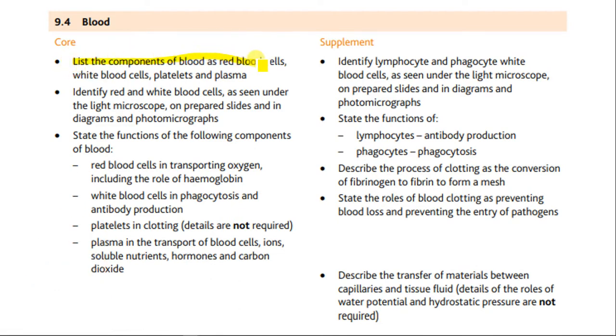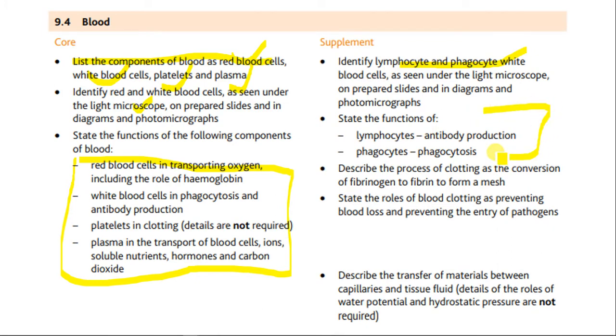the components of the blood, which include the red blood cells. We'll look at white blood cells, platelets, and plasma. Then we should be able to identify white blood cells as seen under a light microscope, and also state the functions of the different components of the blood. Then we'll be able to identify lymphocytes and phagocytes, and state the functions of both lymphocyte and phagocyte.